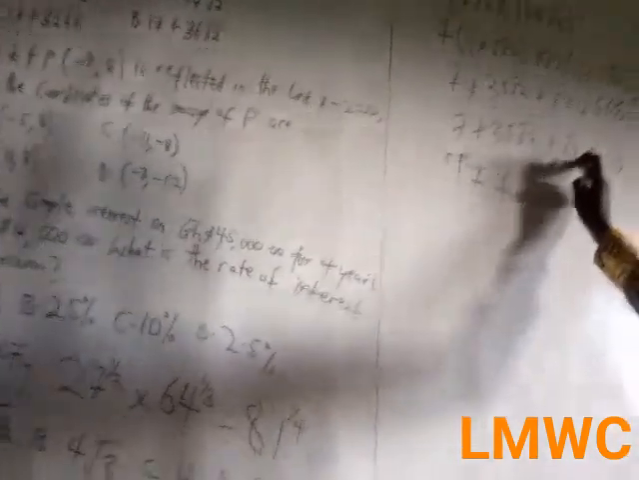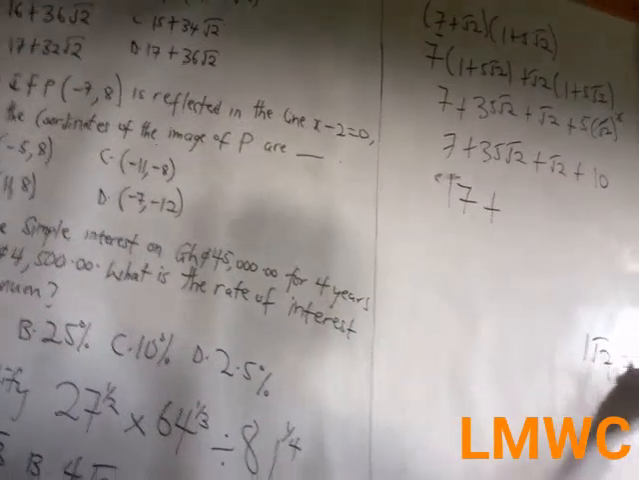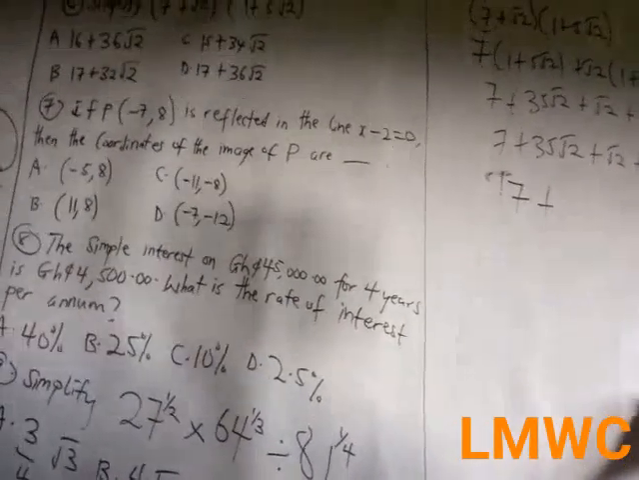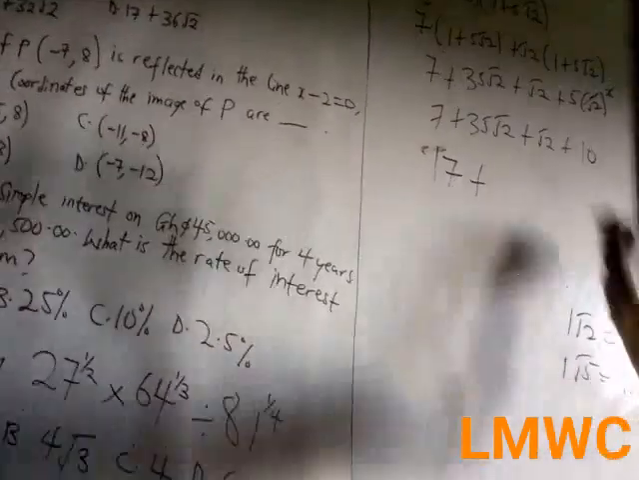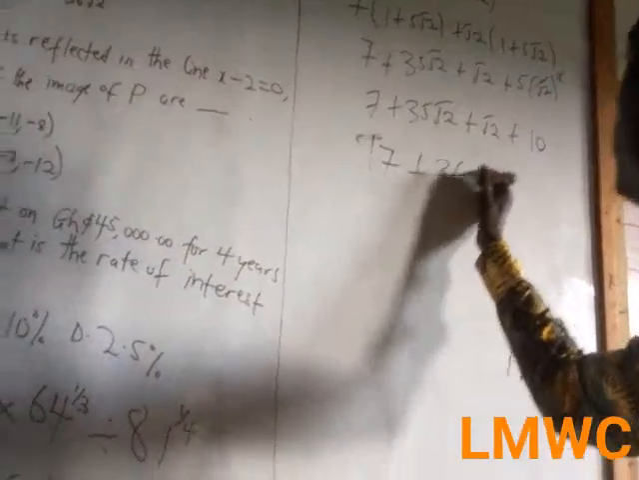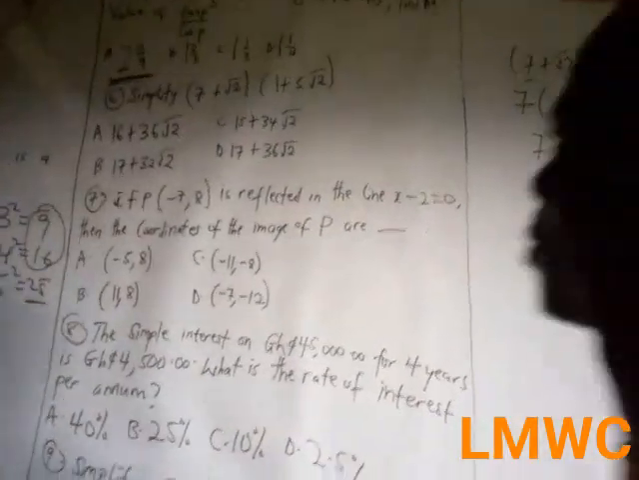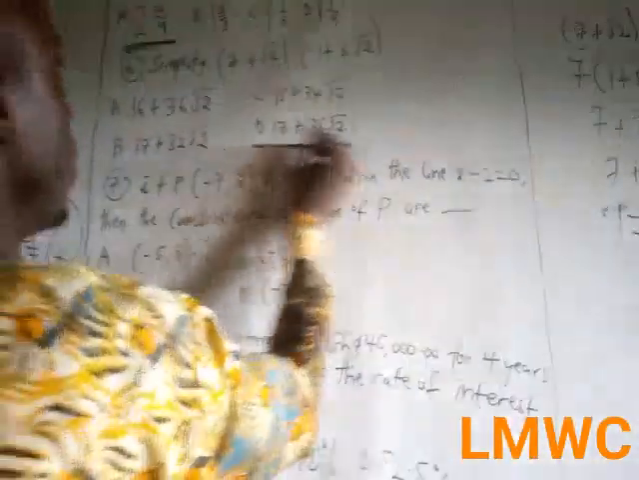Anytime you are having something like this, it's the same as 1 root 2. So 1 root 2 is the same as root 2. So 1 is here. So 35 root 2 plus root 2 is 36 root 2. So our answer is 17 plus 36 root 2, which is D.